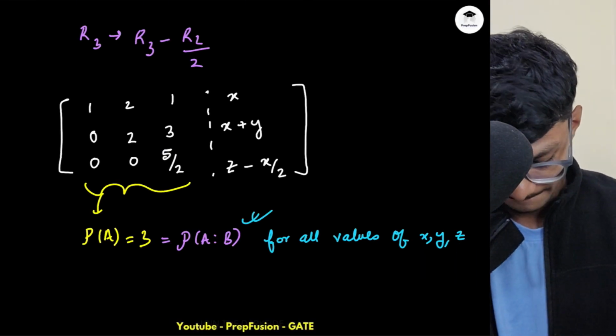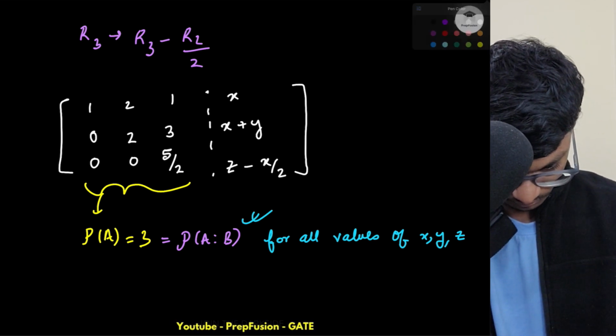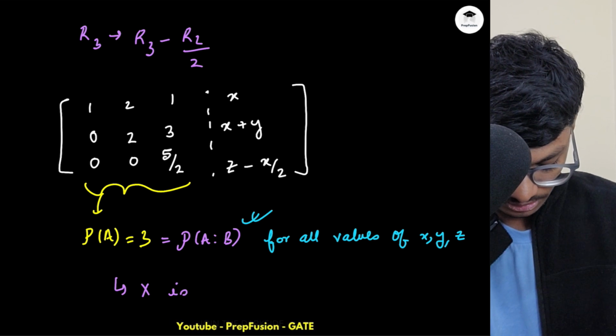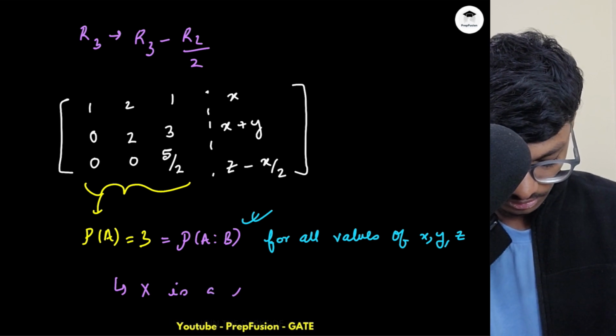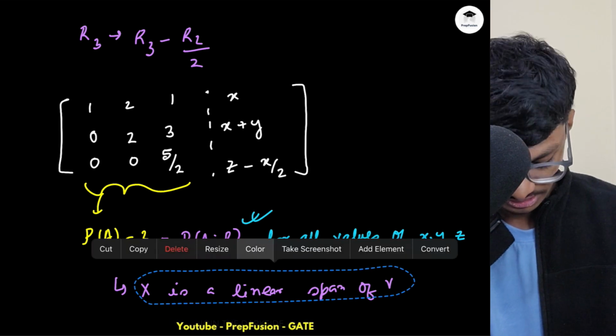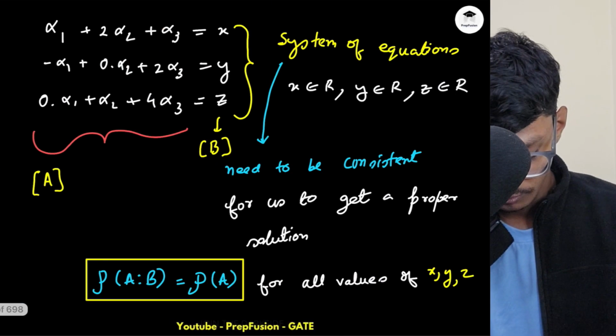So I can write x is a linear span of V. Okay, so this is how you solve this from the basics. This is method 1.